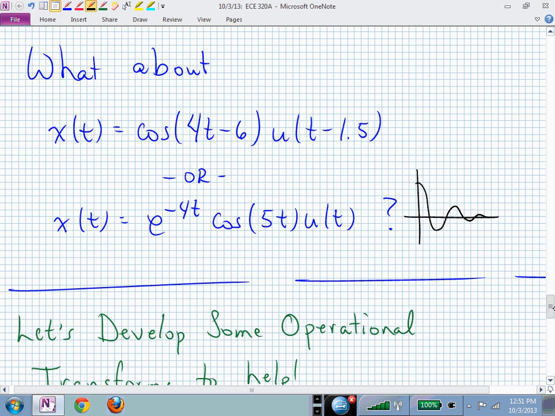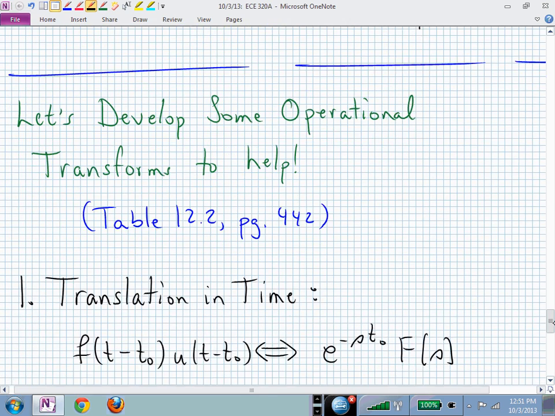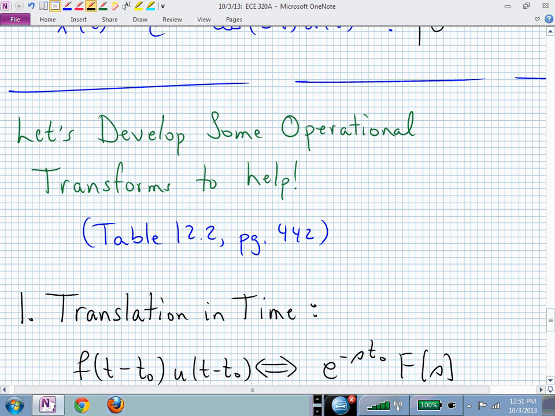And that's why we need these operational transforms. We'll look at 3, and I'll just state them now, and then we'll go back and use those. The first one we've really already derived, I think, from the formula of the Laplace transform. Translation in time. f of t minus t naught, u of t minus t naught. f of t, we know its Laplace transform. That's capital F of s. If it's shifted in time, then in the frequency domain, that's just multiplication by e to the minus s times the amount of time delay t sub 0.